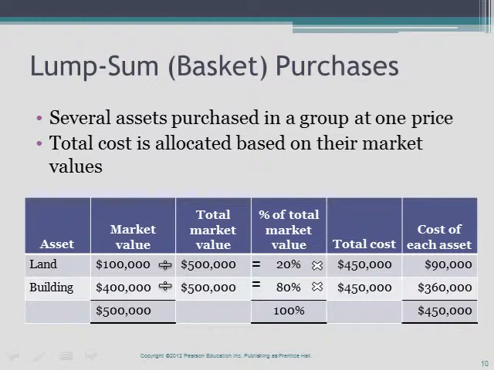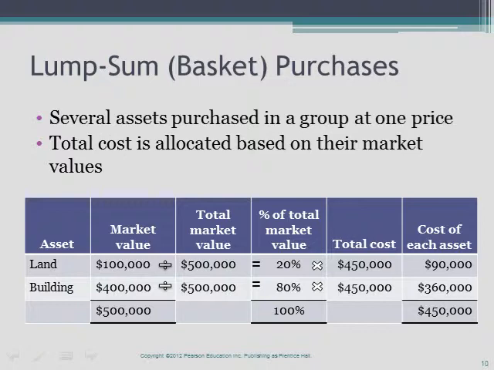Businesses also often purchase several assets as a group or a basket for a single lump sum amount. For example, a business may pay one price for land and a building. The company must identify the cost of each asset. The total cost is divided among the assets according to their relative sales or market values. This technique is called the relative sales value method.